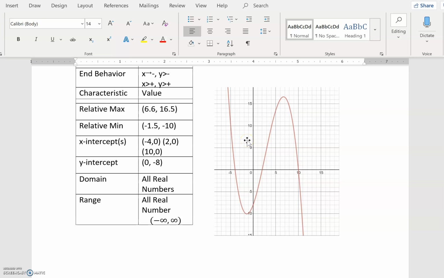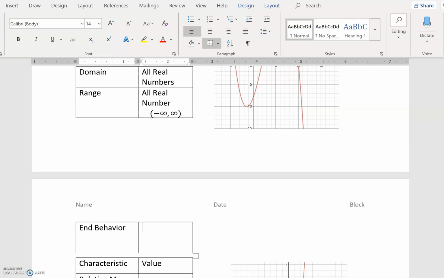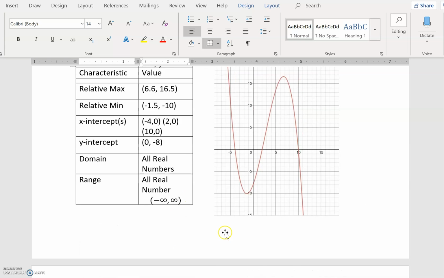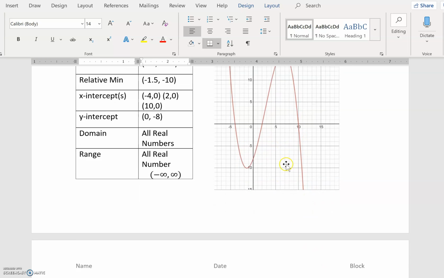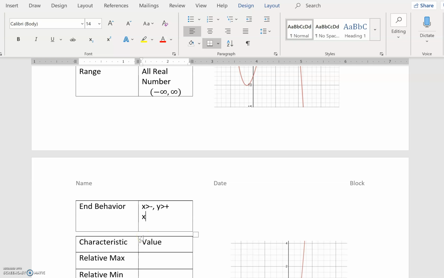All right, now we talk about our end behavior. So on the left side of our graph, as our x values get smaller and smaller, our y values go positive. They get bigger. So as the x values approach negative numbers, our y values approach positive numbers. And on the right side of our graph, as our x values get bigger, so as our x values approach positive numbers, our y values are getting smaller. So as x approaches positive numbers, our y values approach negative numbers.